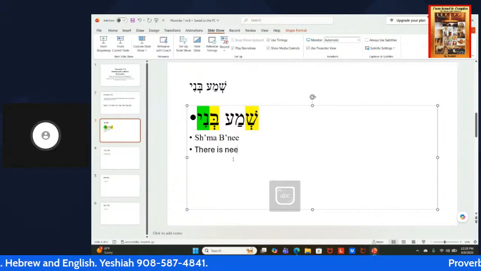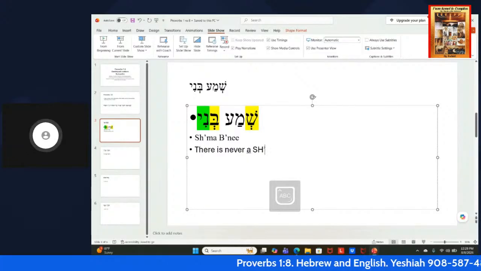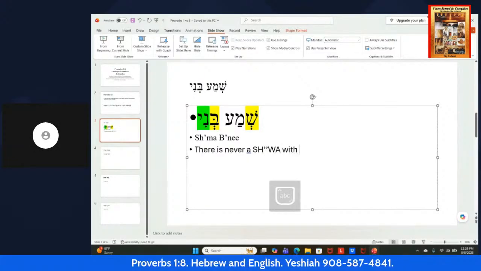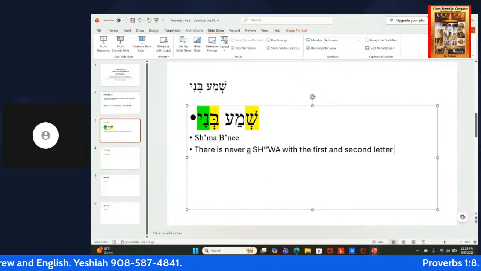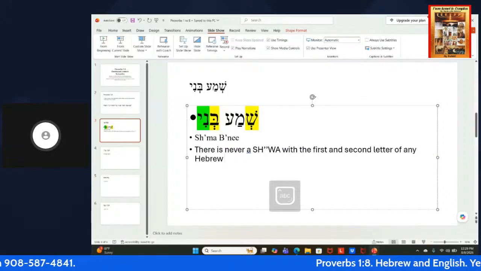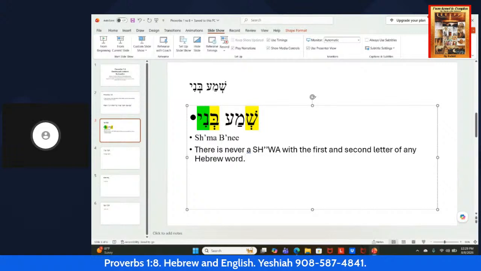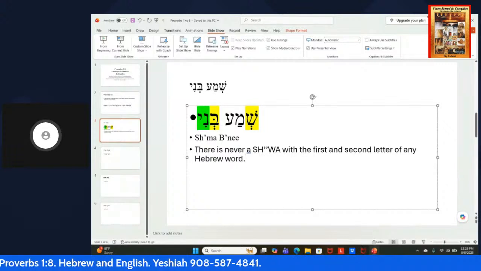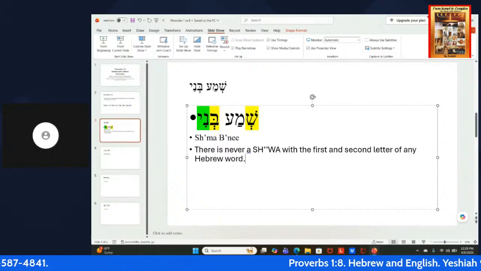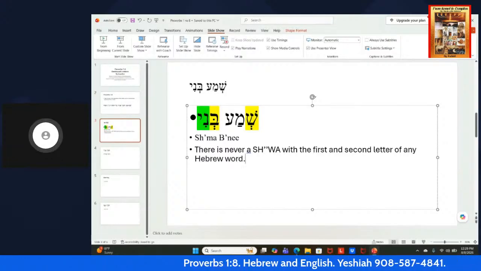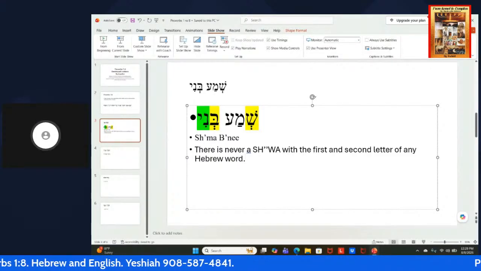There is never a shva with the first and second letter of any Hebrew word. All right. So again, you may see it with the second and the third, malkecha, your king, or you might see it with the first and the third, or the first and the fourth, or even the third and the fourth, but never the first and the second. Okay. So just want to point that out in that particular regard.